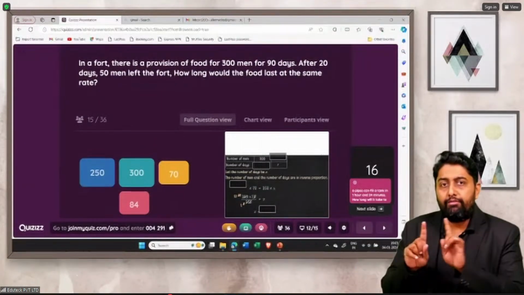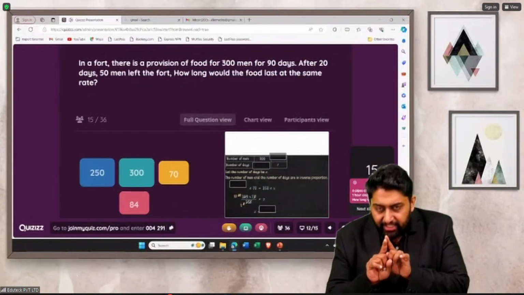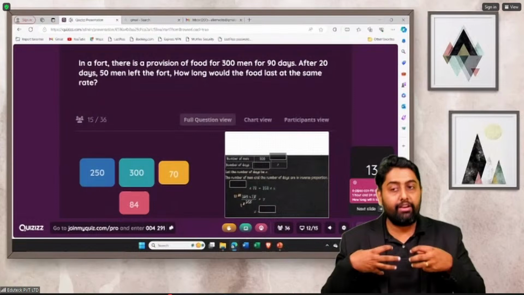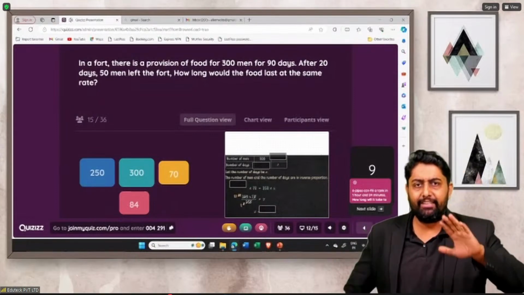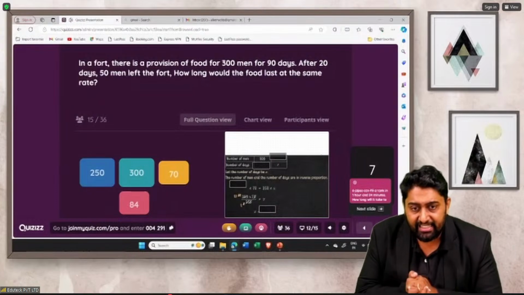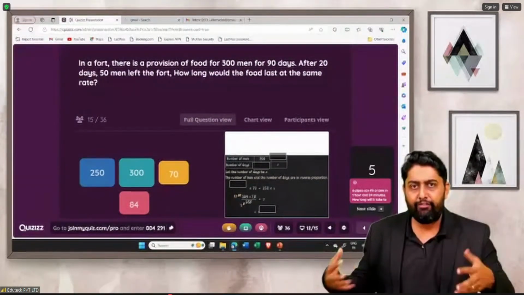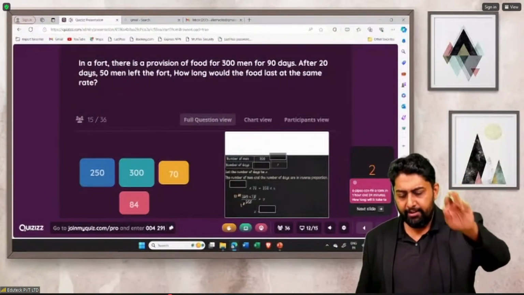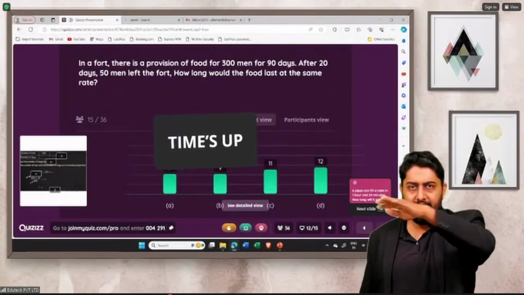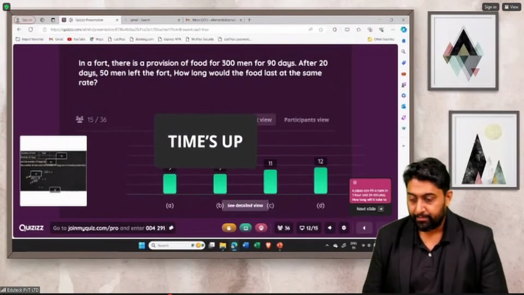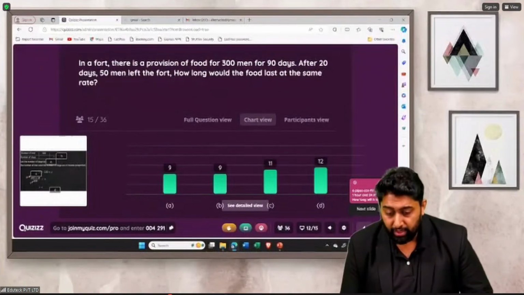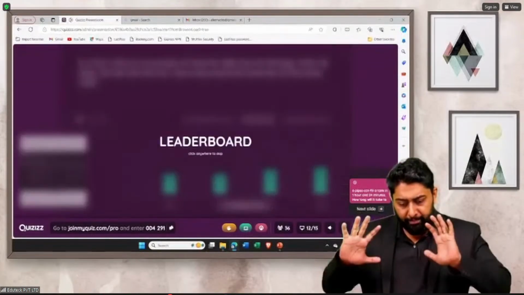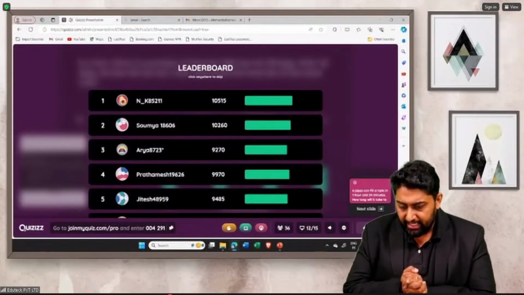The ones who have not selected the options, at least if you're not understanding, just try to understand the question and select the option and place it. With that, we have 7 seconds. 6, 5, 4, 3, 2, 1. Time is up. And what do we see? There are people who have answered. In total, 15 people have answered. Let's see the final scoreboard.